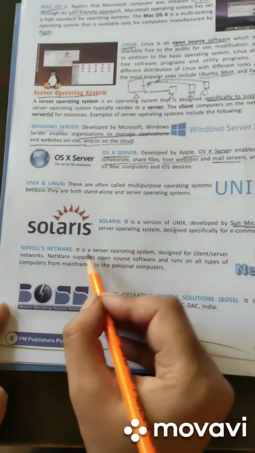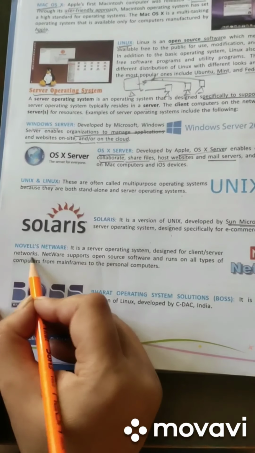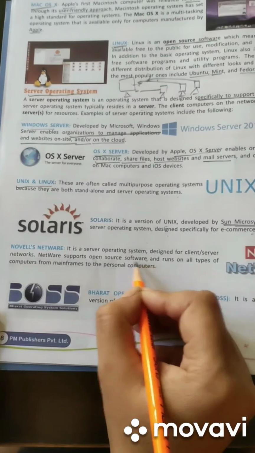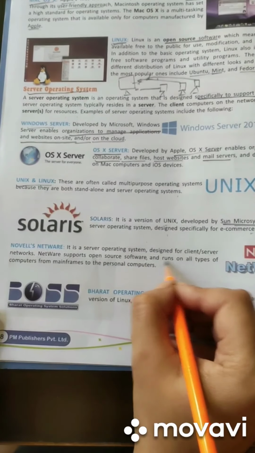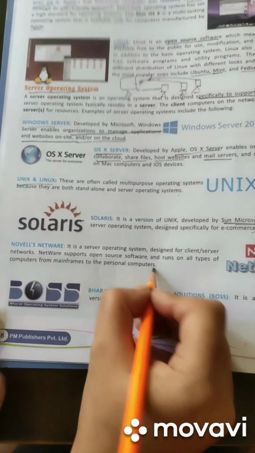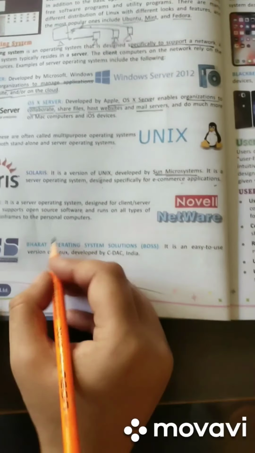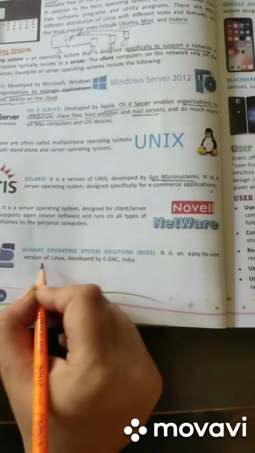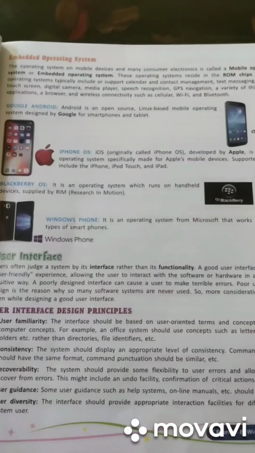Novell NetWare is a server operating system designed for client and server networks. NetWare supports open source software like Linux, and runs on all types of computers, from mainframes to personal computers. And the last category of server operating system is the Bharat Operating System Solution. It is an easy to use version of Linux developed by CDAC India.